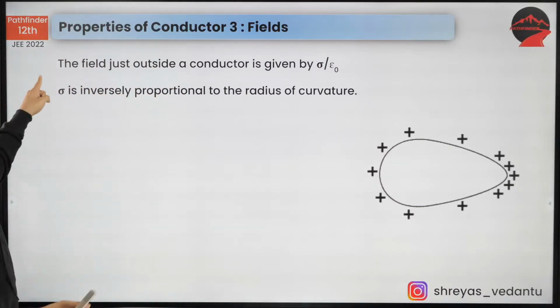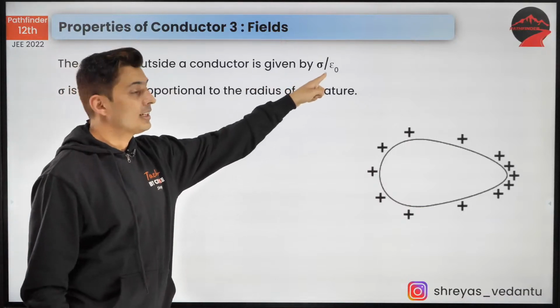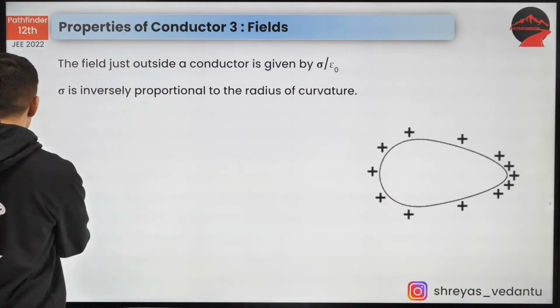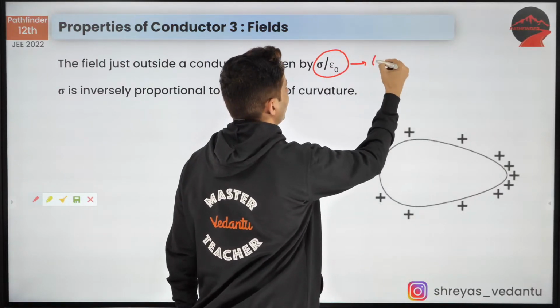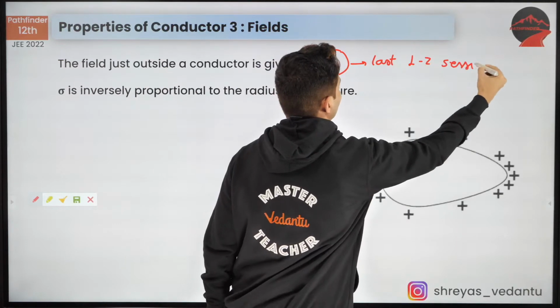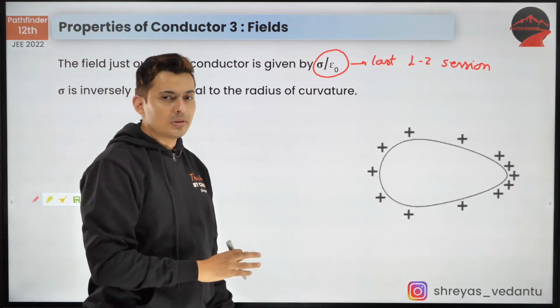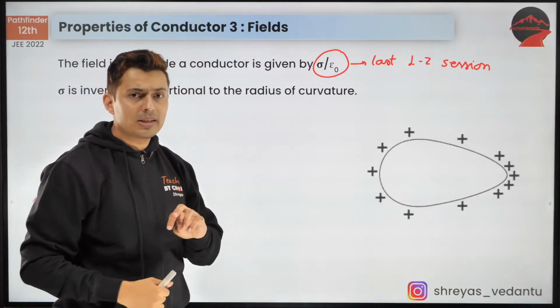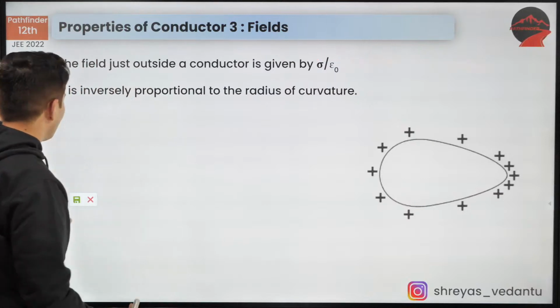So this is a very important property. The field just outside the conductor is sigma by epsilon naught. Now this is something which was also done in the last lecture, if you remember. In my last L2 session, you would have seen this formula, sigma by epsilon naught. Now people get confused. Sir, when to use sigma by 2 epsilon naught? When to use sigma by epsilon naught? I'll tell you guys, very easy to remember.